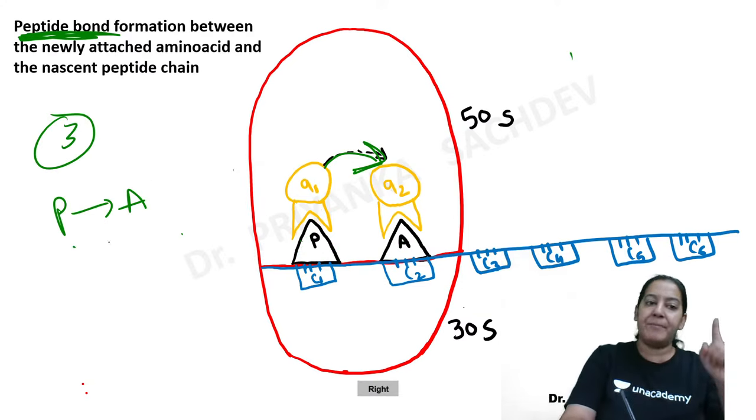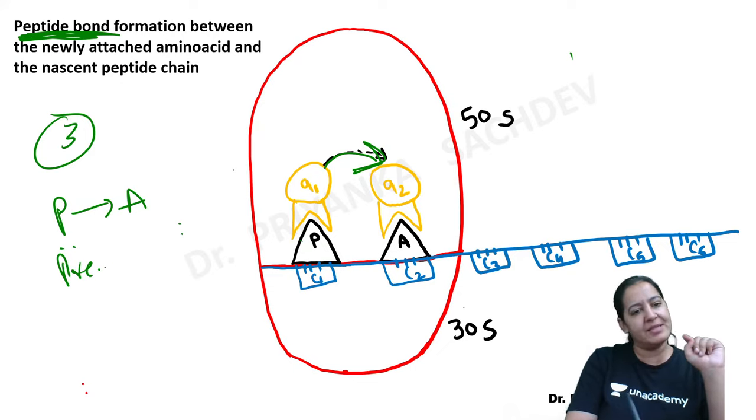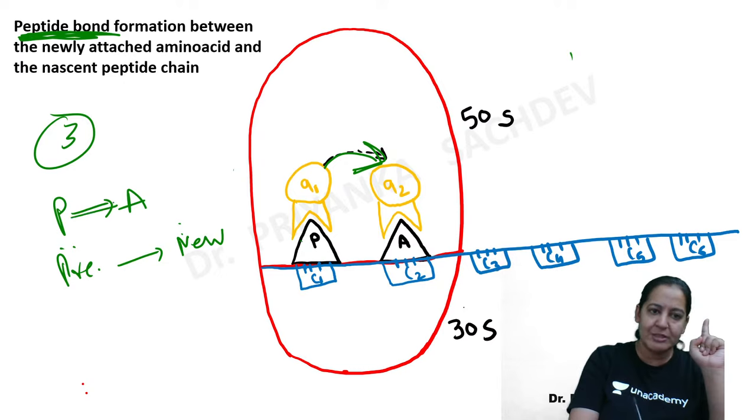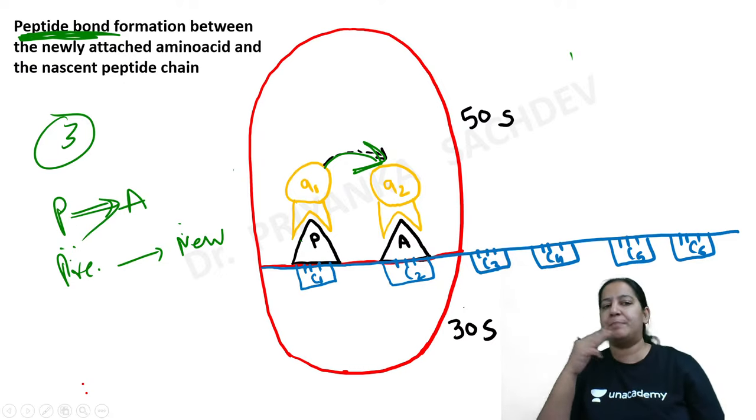It is a rule. So that's why the pre-existing one will go to the new. Always the pre-existing one will go towards the new by forming peptide bond formation. That's why it is known as P2A shift. So step number 3 is known as P2A shift. Please understand this terminology.